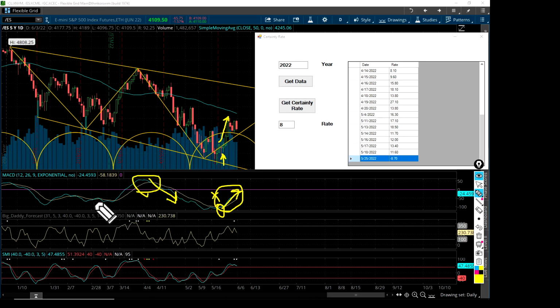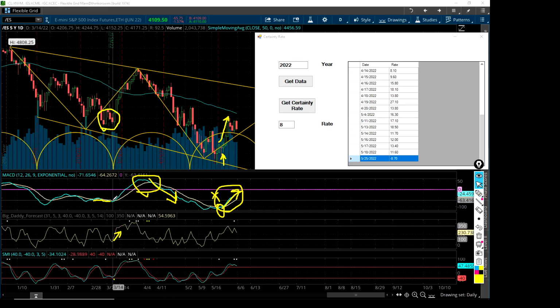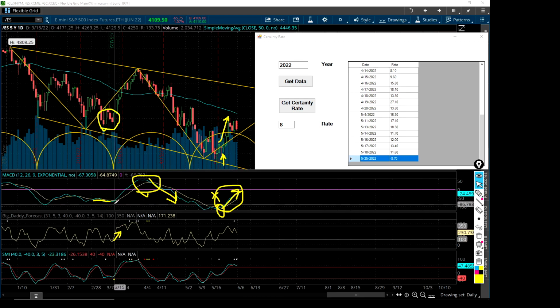Even when it was over here chugging sideways, we had the certainty rating tell us something's going to happen in this area. Even though the MACD wasn't showing it, the Big Daddy was starting to already kind of show something going up, right? It was already kind of going like right in here. The Big Daddy's a little bit ahead of the MACD. So I love that Big Daddy. It's a forecaster in its own right.